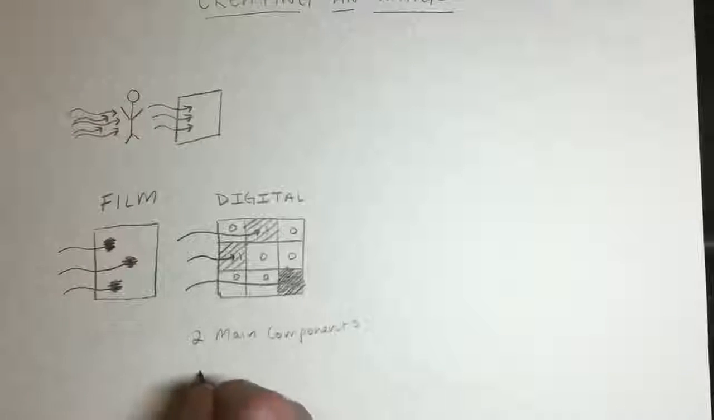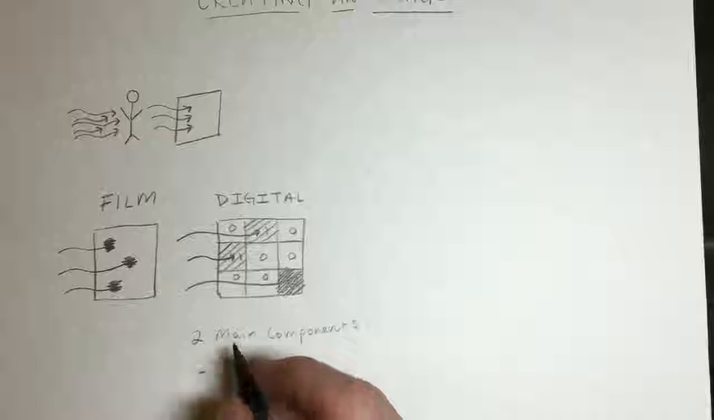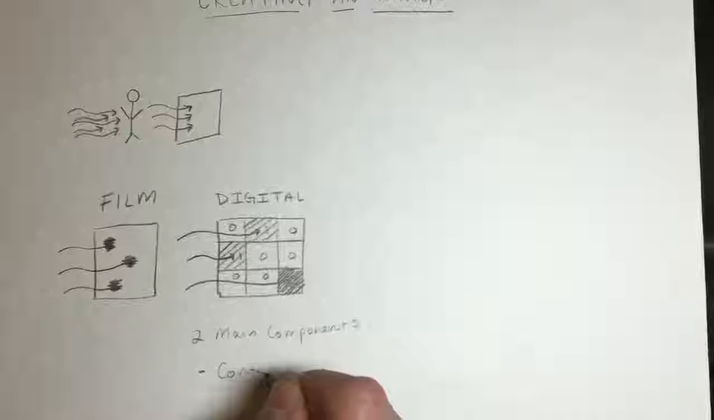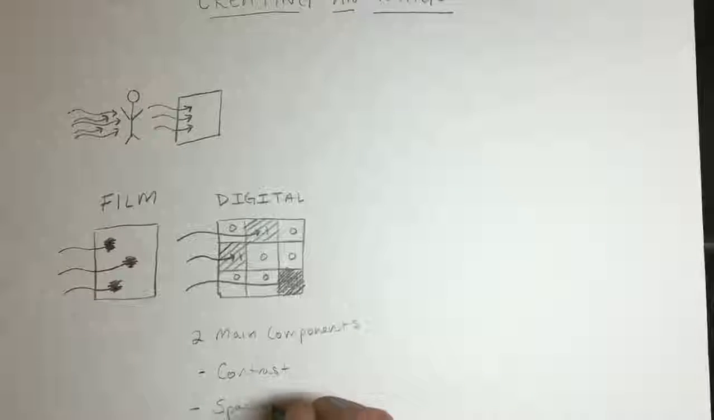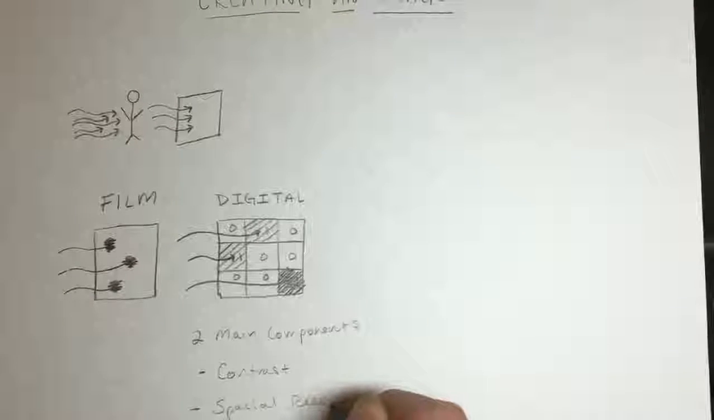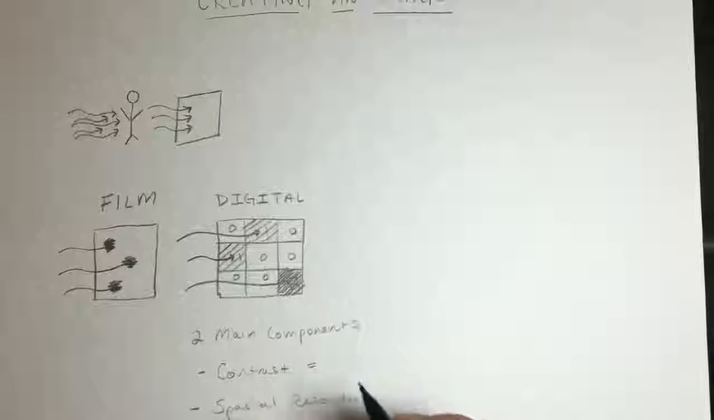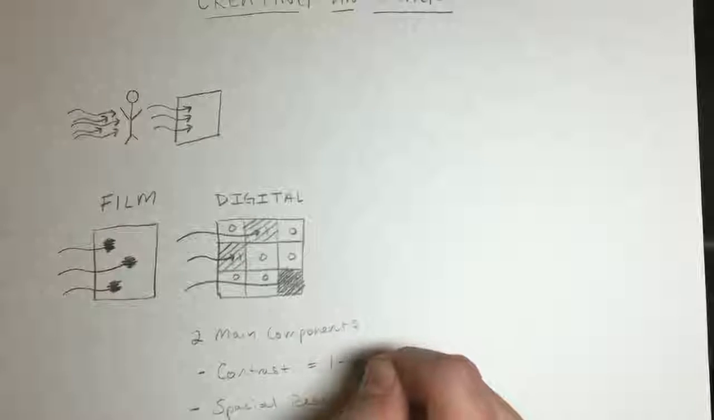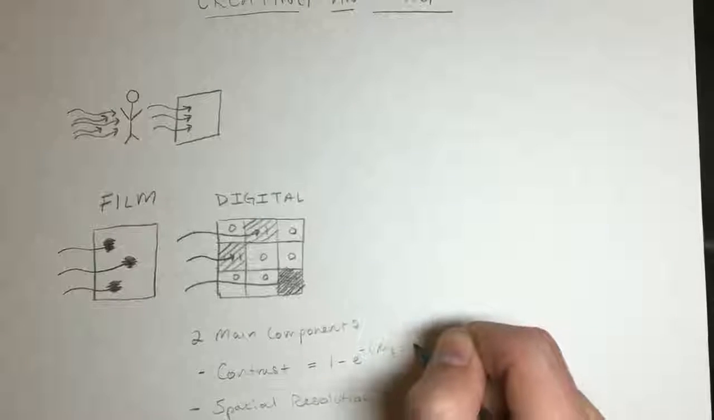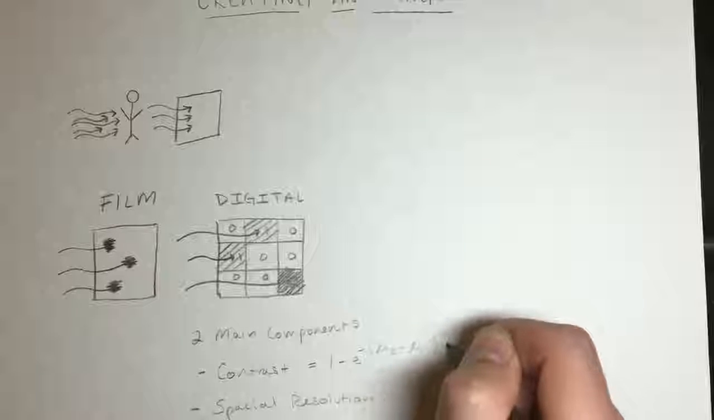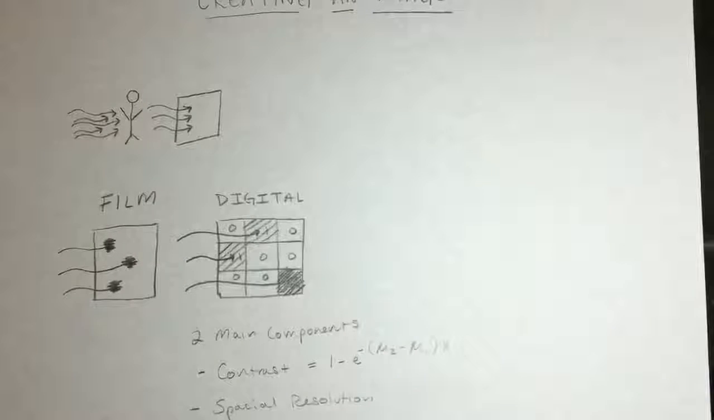Now there are 2 components to creating a good image, creating a clear picture. You're going to have contrast, and you're also going to have spatial resolution. Contrast, you can define in a formula as 1 minus e to the negative (mu2 minus mu1) times x. And those mu's are just the difference between the 2 materials that you're imaging between or contrasting between.